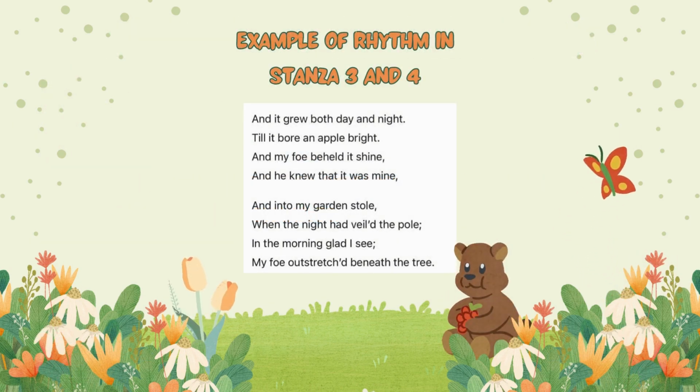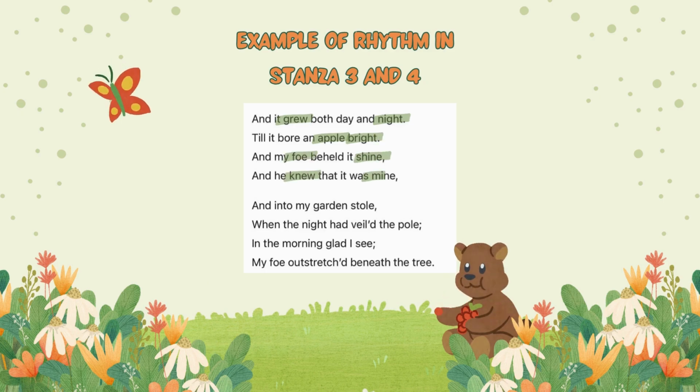For the example, we look at the third stanza. The stressed syllables are "grew," "night," "apple," "bright," "foe," "shine," "new," and "mine." These stressed words emphasize the growing anger, just like the tree getting bigger and stronger. This steady rhythm helps build tension and show how the anger grows over time.